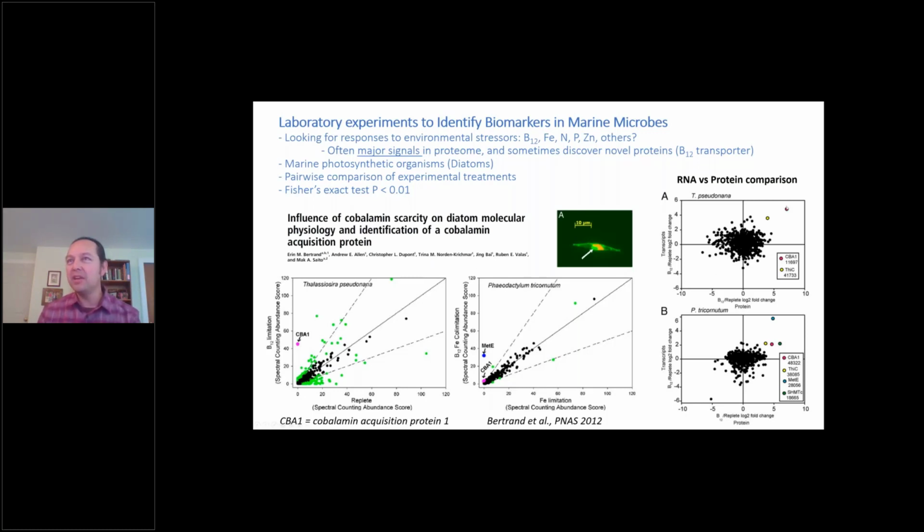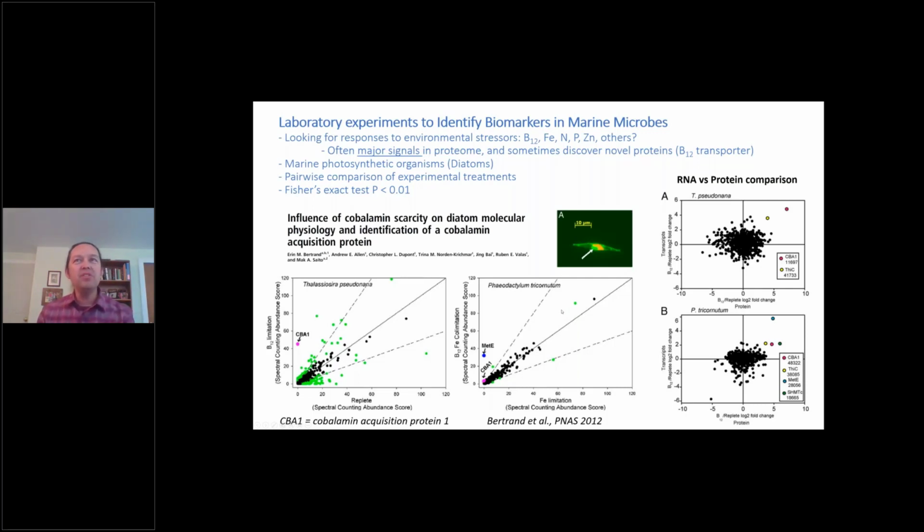We've also done RNA to protein comparisons. We often hear how RNA and protein don't correlate, but we actually find that they do correlate for some of these environmental biomarkers or stressor proteins because the expression level is so high. So the RNA and the protein kicks up really high, and so you get a very large signal for both if you sample in the right time window.